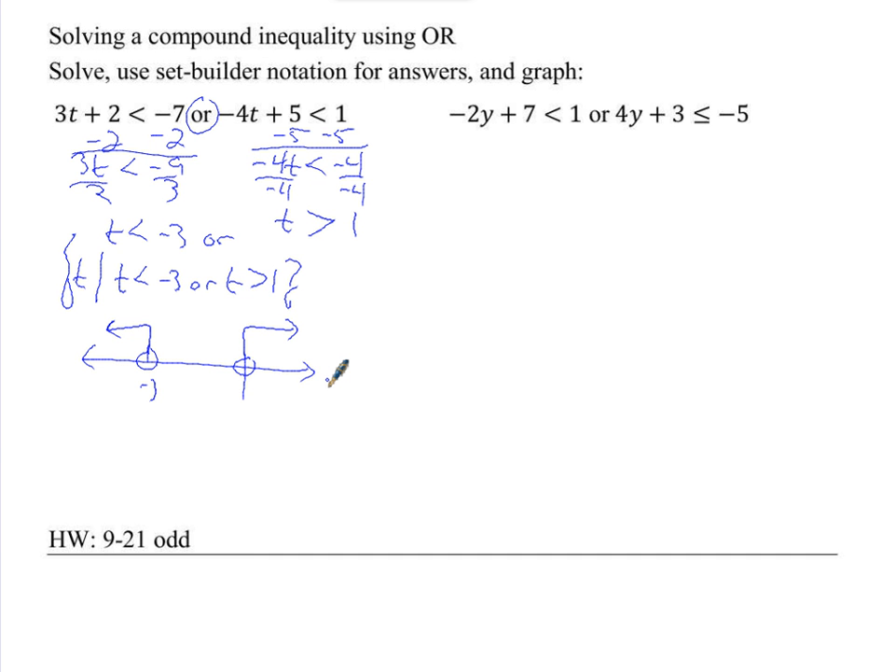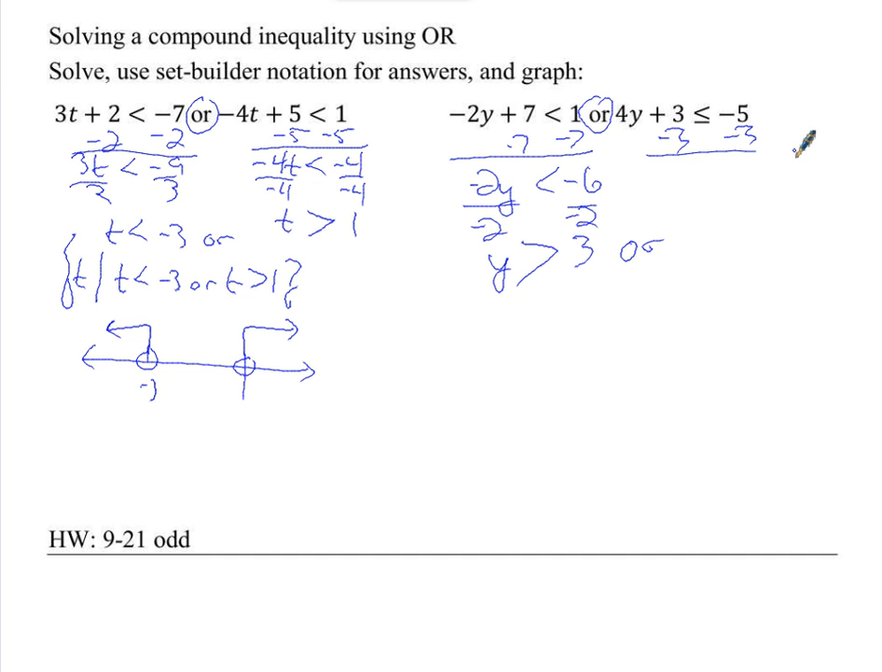So what should we do for the last one? Okay, on the left side we're going to subtract 7 from both sides, and we get what? Less than -6, okay, and then what? Divide by -2. Remember to flip your inequality when you multiply or divide by a negative number. We get y is greater than 3. The OR comes down.